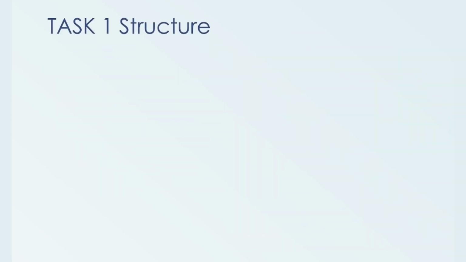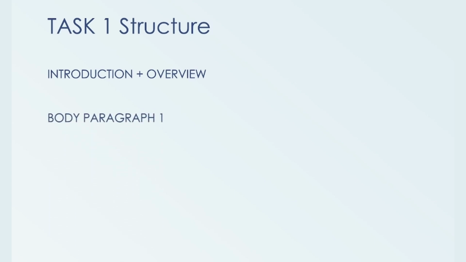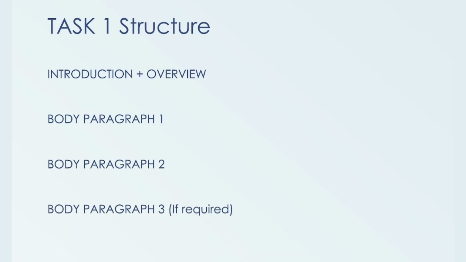Then we talk about the structure of IELTS writing task 1. It always starts with an introduction, or you can say an overview. Then we need to have body paragraph 1. Then you must have a body paragraph 2. And lastly, if required, you can have a body paragraph 3, but this task does not require any conclusion.